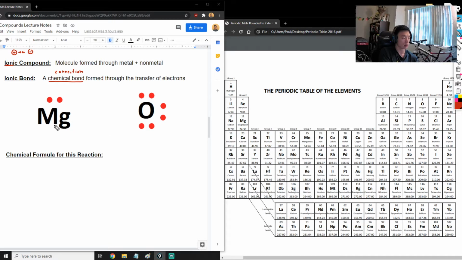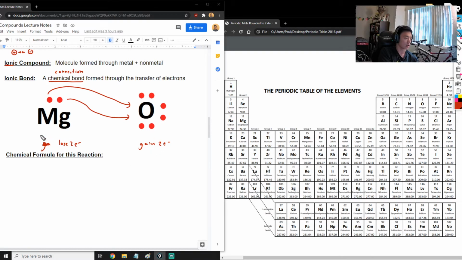So this is another example. We have Mg and we have O. We said earlier in our warm-up that Mg wants to, not gain, Mg wants to lose 2 electrons. O wants to gain 2 electrons. So what's going to happen is Mg is going to give both of its electrons to oxygen because, again, it wants to lose 2 electrons.